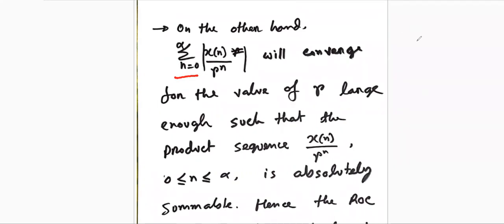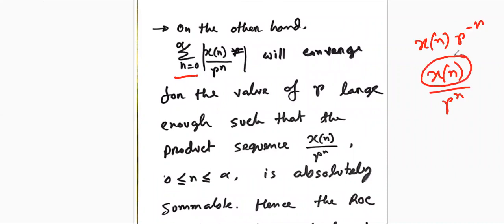as we know the sequence looks like x[n] r to the power minus n, or we can write it x[n] divided by r to the power n. So if this x[n] is unstable for summation n equals 0 to infinity, we need to choose the value of r in such a way that the total term becomes stable. So what would be the value of r? It should be a very lower value or very higher value to make the system stable.